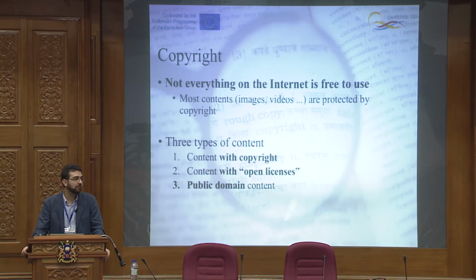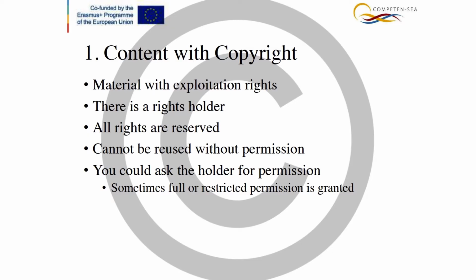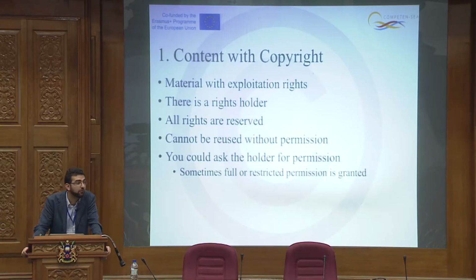We're going to see 3 types of content: the one with copyright, the one with open licenses, and the ones in the public domain. So the content with copyright are all these materials with exploitation rights, so there is a right holder for them. And in principle, all rights are reserved and cannot be reused without permission. So one strategy can be to contact the author and ask for permission. Sometimes this is difficult. It's very difficult.